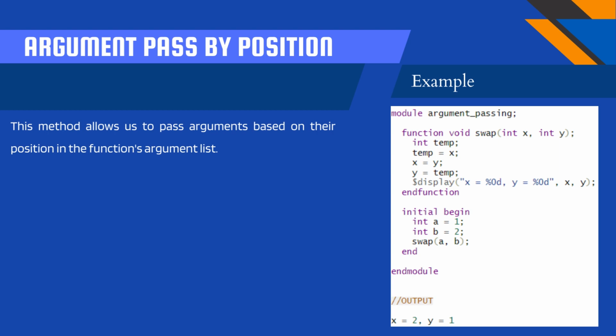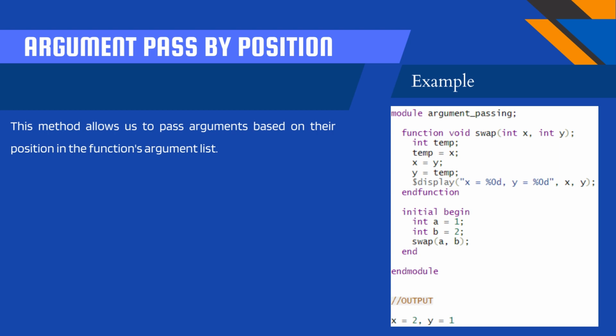However, when we call the swap function in the initial block, we accidentally pass the arguments in the wrong order. As a result, the function swaps the values of a and b, but we still see the original values of a and b printed out. To avoid mistakes like this, it's a good idea to use named arguments whenever possible. That way, you can be sure that the arguments are being passed to the function correctly.